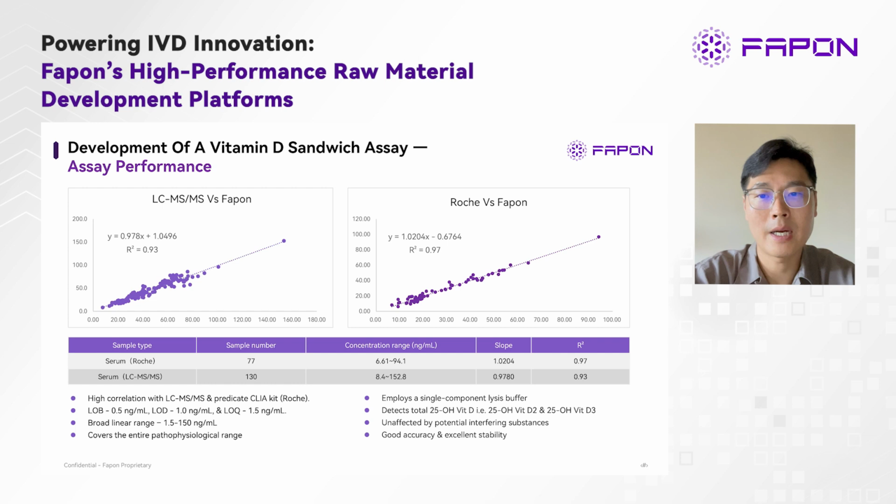We have also seen high correlation of our assay when compared to the control method, which is LC-MS/MS, as well as some other products on the market. In addition, our assay employs a single component lysis buffer, which is simple to manufacture and also very effective in releasing the total vitamin D, including vitamin D2 and D3, for detection. The interference and stability data is not shown here, but the results look very good. If you're interested in testing this product, please feel free to reach out to us.